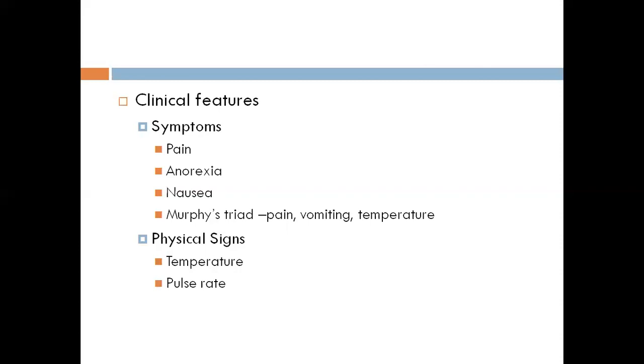Now moving on to the clinical features. Mainly the features we get in the name of Murphy's triad. That is pain, vomiting, temperature. So there is pain, and vomiting is also present after the pain, and there will be a rise in temperature. The temperature is usually restricted to 99 or 100 °F, but this triad is present in case of acute appendicitis.